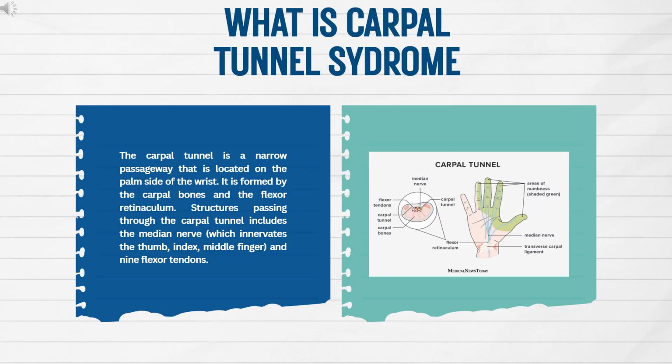The carpal tunnel is a narrow passageway that is located on the palm side of the wrist. It is formed by the carpal bones and the flexor retinaculum. Structures passing through the carpal tunnel include the median nerve, which innervates the thumb, index, and middle finger, as well as 9 flexor tendons. There are 4 from the flexor digitorum superficialis, 4 from the flexor digitorum profundus, and 1 from the flexor pollicis longus.